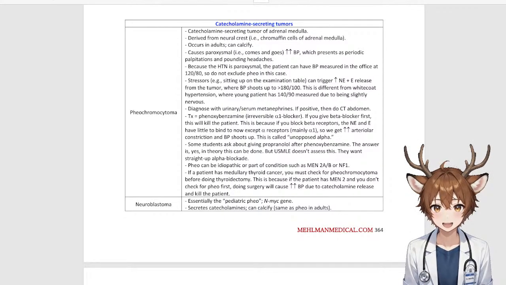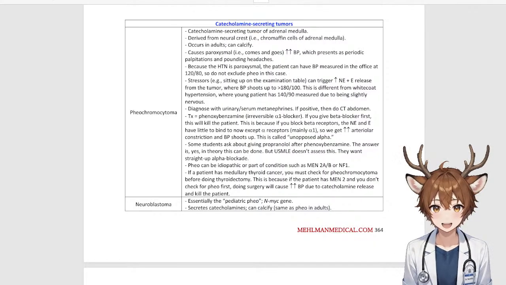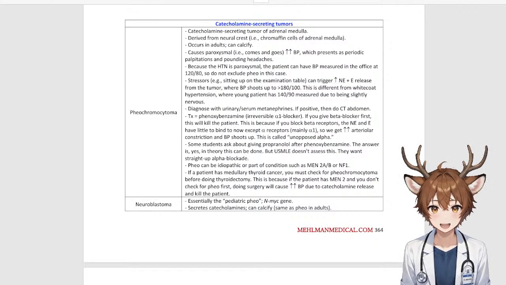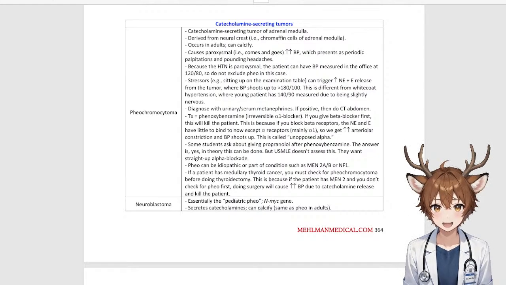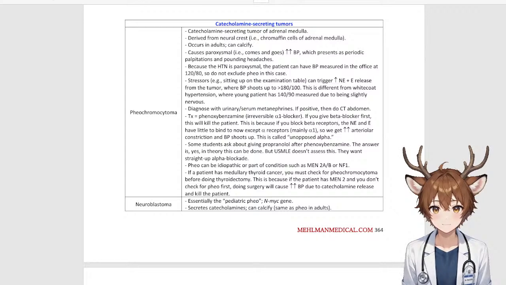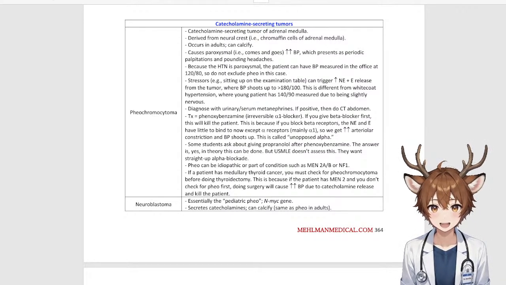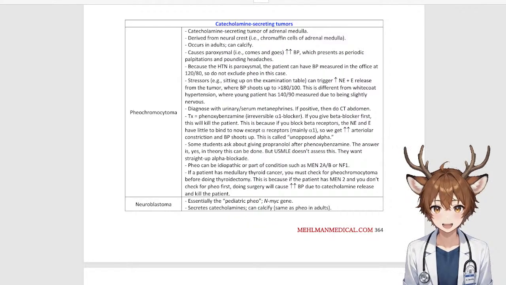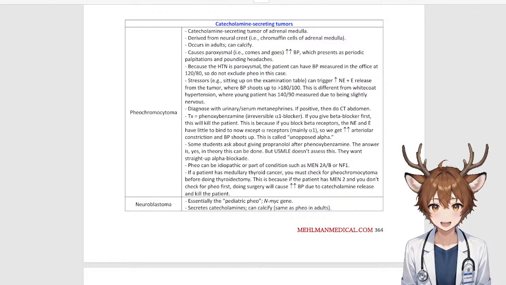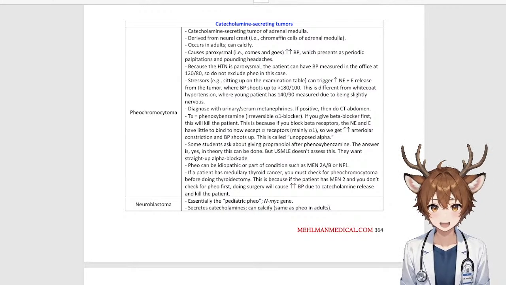If a patient has medullary thyroid cancer, you must check for pheochromocytoma before doing thyroidectomy. This is because if the patient has MEN2 and you don't check for pheochromocytoma first, doing surgery will cause an elevation in blood pressure due to the catecholamine release and could kill the patient. So you don't want to accidentally trigger this massive release of all these hormones, epinephrine, norepinephrine, the catecholamines. You don't want to have that rapidly dropped into the circulation because you're messing with that organ.